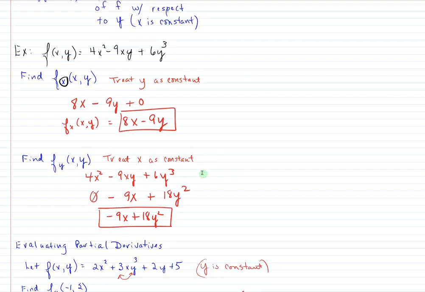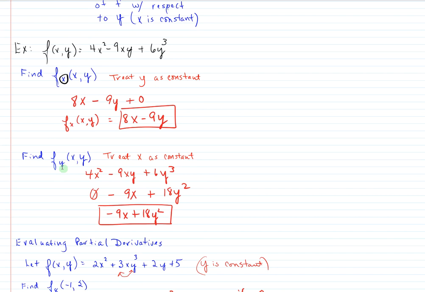Now let's look at that same thing if we take f_y. We're going to treat x as a constant. So we've got 4x squared minus 9xy plus 6y cubed. I just wrote it again so we could have it down here. This whole thing's a constant, so the derivative of that is 0. The derivative of this, remember, x is a constant.